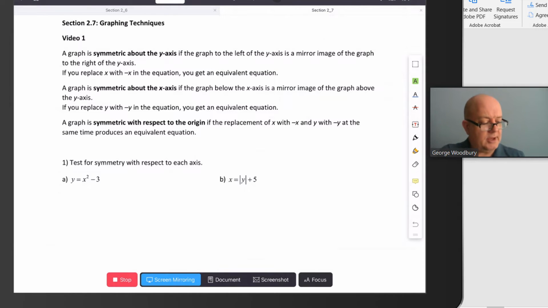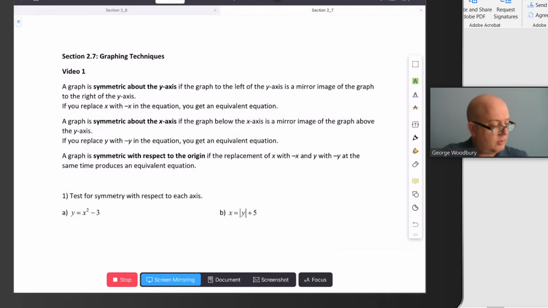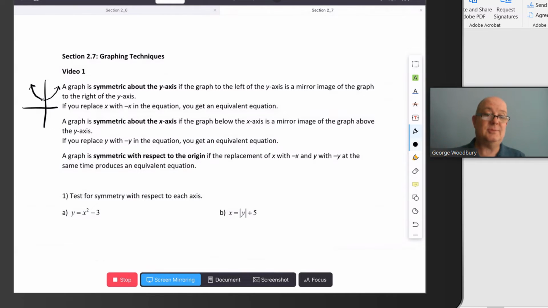A graph is symmetric about the y-axis if, sketching a little graph here, what's on the left side of the axis is a mirror image of what's on the right side of the y-axis. For the x-axis, what's on top has to be a mirror image of what's on the bottom. And we'll talk about the origin in a moment.